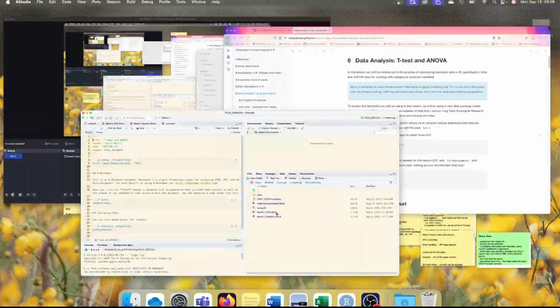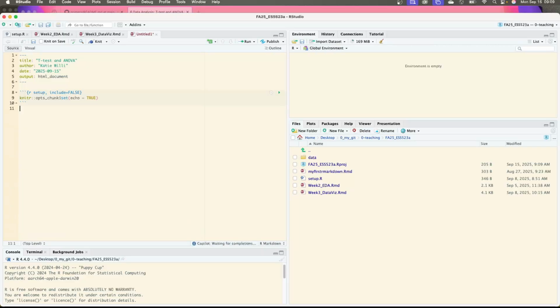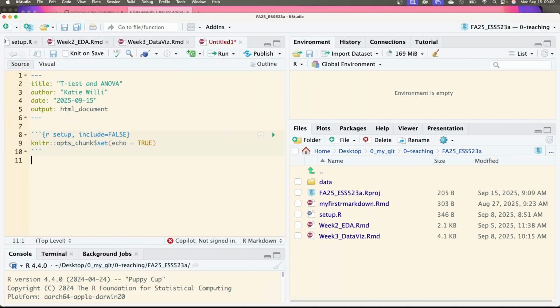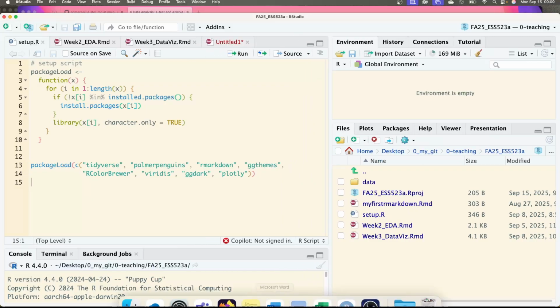Make that big for us. And because I'm doing this R Markdown in my R project, I've already got that setup script. This week we're actually going to be adding a handful of new packages to our setup script.